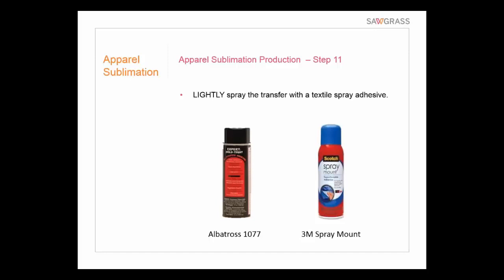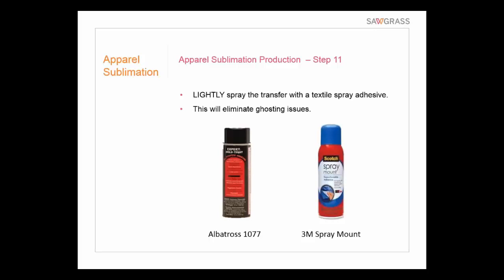I found the Albatross 1077 works really well. And I've used it on things that are actually some hard surface products. I've used it on some wooden plaques, and it actually worked pretty good. The 3M spray mount, you can get this at Walmart. It works good on apparel, but it doesn't necessarily work good on the hard products. And you definitely want to experiment with some of the sprays so you find something you're comfortable with. But I've used both of these successfully on apparel.